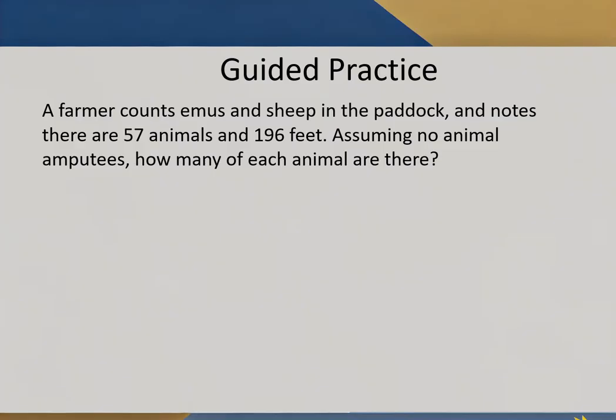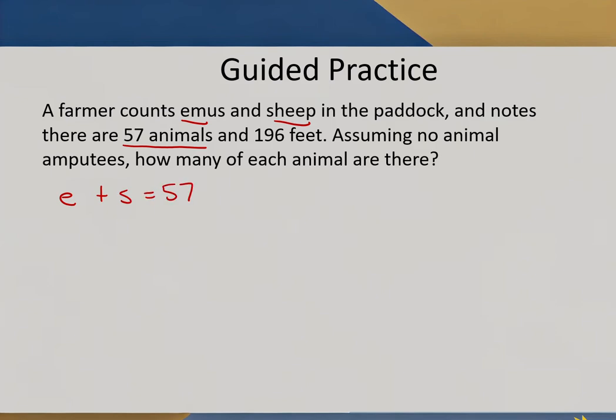Okay, the next question. A farmer counts emus and sheep in the paddock and notes there are 57 animals and 196 feet. Assuming no animal amputees, how many of each animal are there? So there's two equations. One is just talking about animals. So that means emus and sheep, and they total 57 animals. So E plus S is equal to 57.